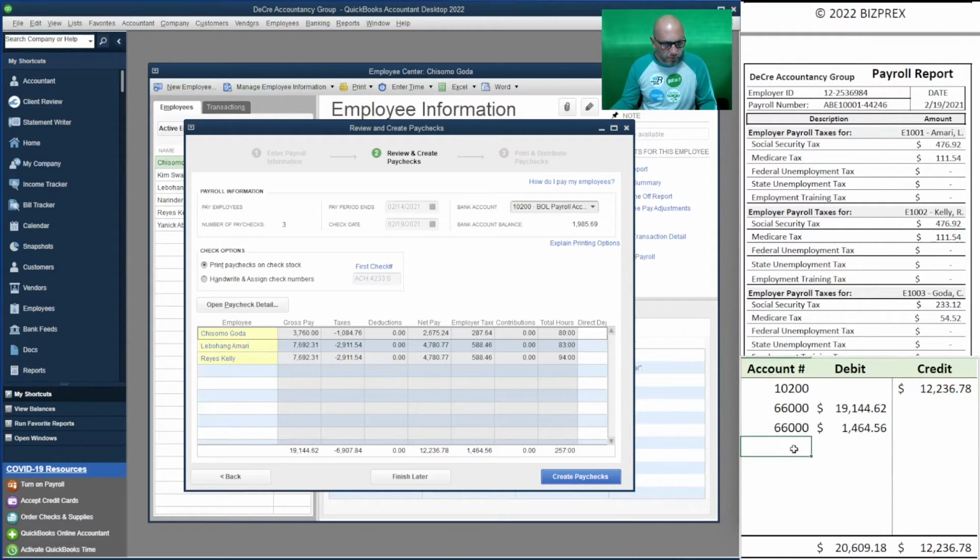What else? We borrowed, right? Payroll liabilities, 24,000. Payroll liabilities went up by what? The taxes we withheld from the employees and our portion of the payroll taxes. Voila, debits and credits equal each other, right? Again, somebody would say, well, I don't see debits and credits behind this interface. They are there. And we just demonstrated to you what they are. All right, create paychecks.